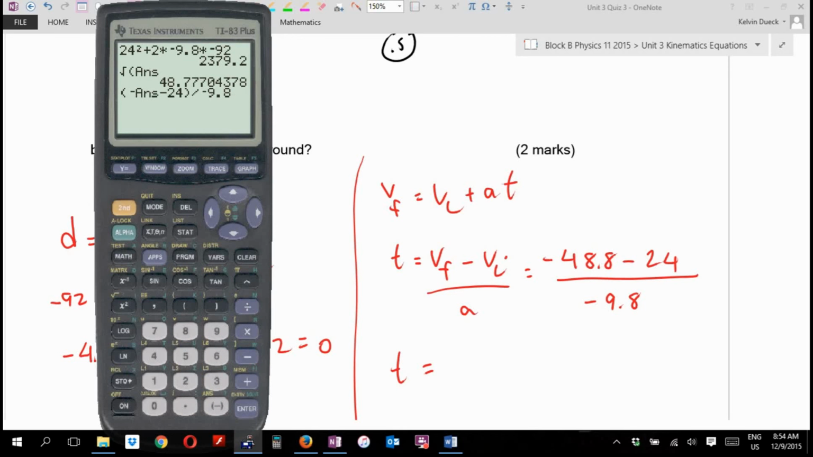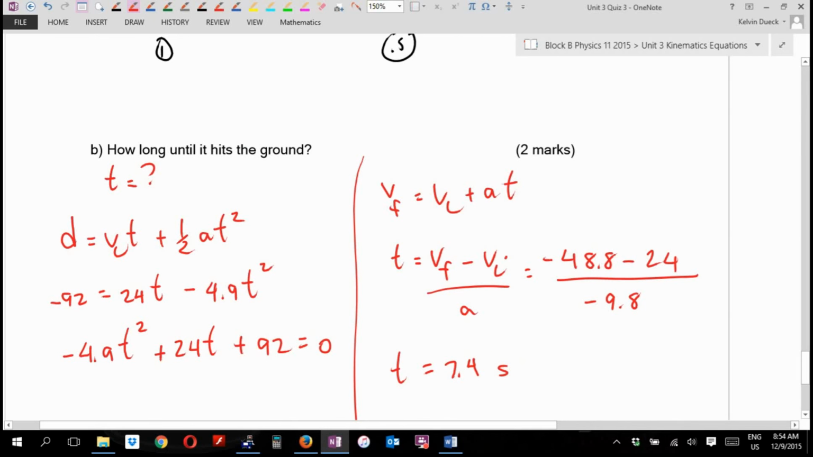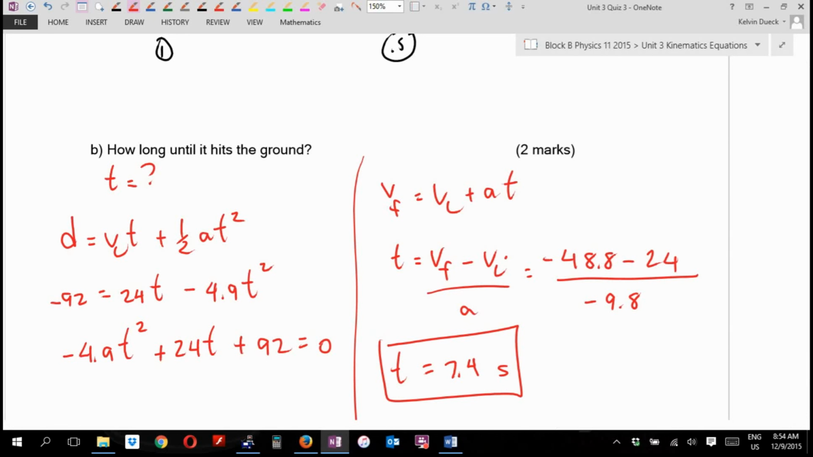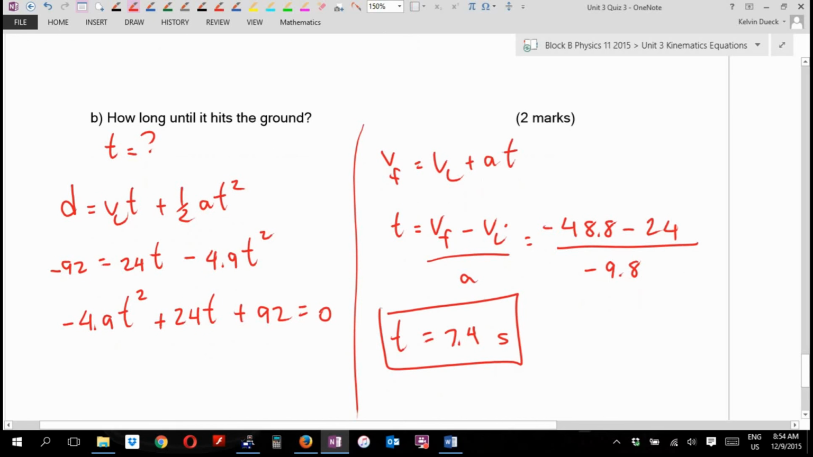Regardless if you use the quadratic formula correctly, if you use a quadratic solver correctly, or if you do this, you'll get the same answer of 7.4 seconds. That's how long until it hits the ground. That includes going up and coming back down. If you got that 2 out of 2, if you use this right-hand method, I would go 1 mark, half mark, half mark. If you use the quadratic formula, I would probably go something like 1 mark, half mark, and then a half mark for the roots.